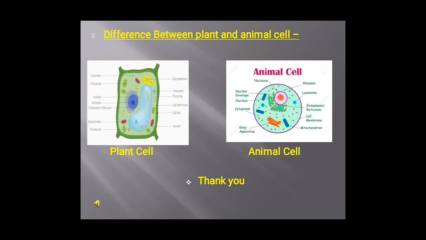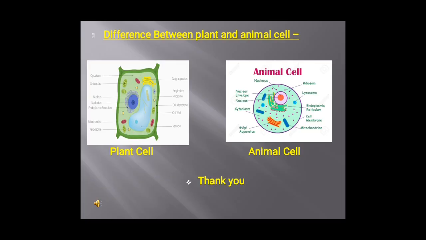Let's discuss the differences between plant cells and animal cells, which is shown by the picture. Plant cells have large vacuoles, but animal cells have small size vacuoles. Plant cells have a cell wall, but animal cells don't have a cell wall. Plant cells have chloroplast, but animal cells don't have chloroplast.